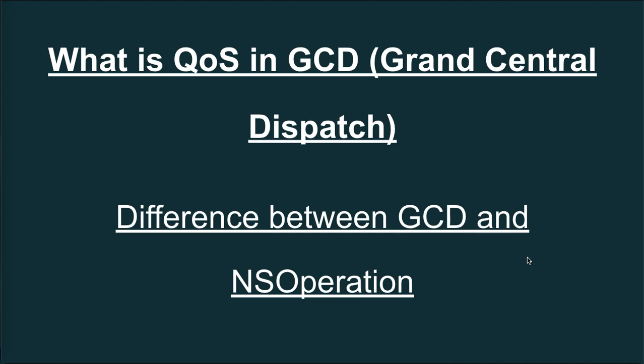So the topic today is what is QoS in GCD, Grand Central Dispatch, and the difference between GCD and NSOperation.